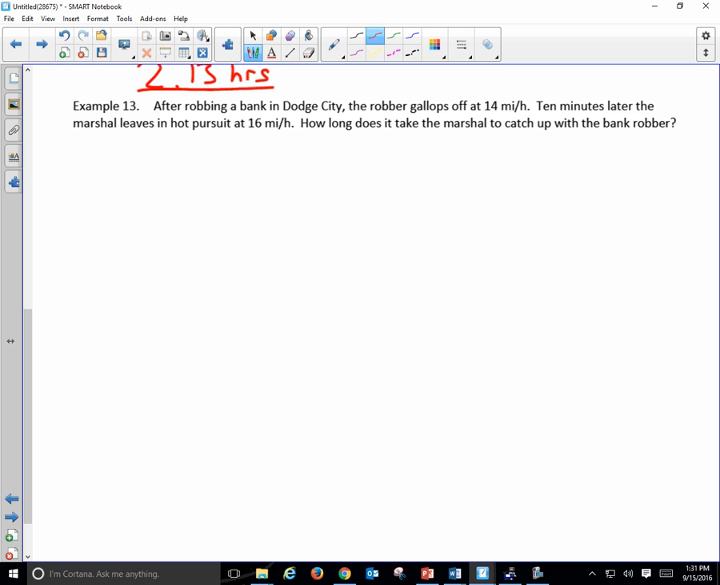10 minutes later, the marshal leaves in hot pursuit at 16 miles an hour. How long does it take the marshal to catch up with the bank robber? All right, let's think about it. We got distance, we got rate, we got time. We all know that that's what it involves.